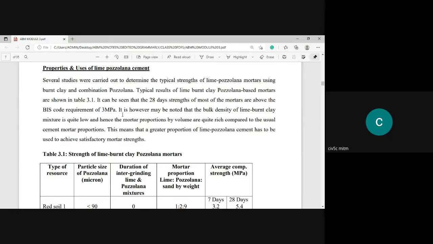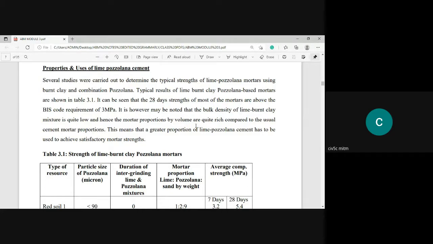So I think this is a best alternative building material, which I can go ahead with instead of using conventional cement mortar. It may, however, be noted that the bulk density of the lime burnt clay mixture is quite low. So this is the limitation, or I can say the disadvantage, of the lime clay mixture.